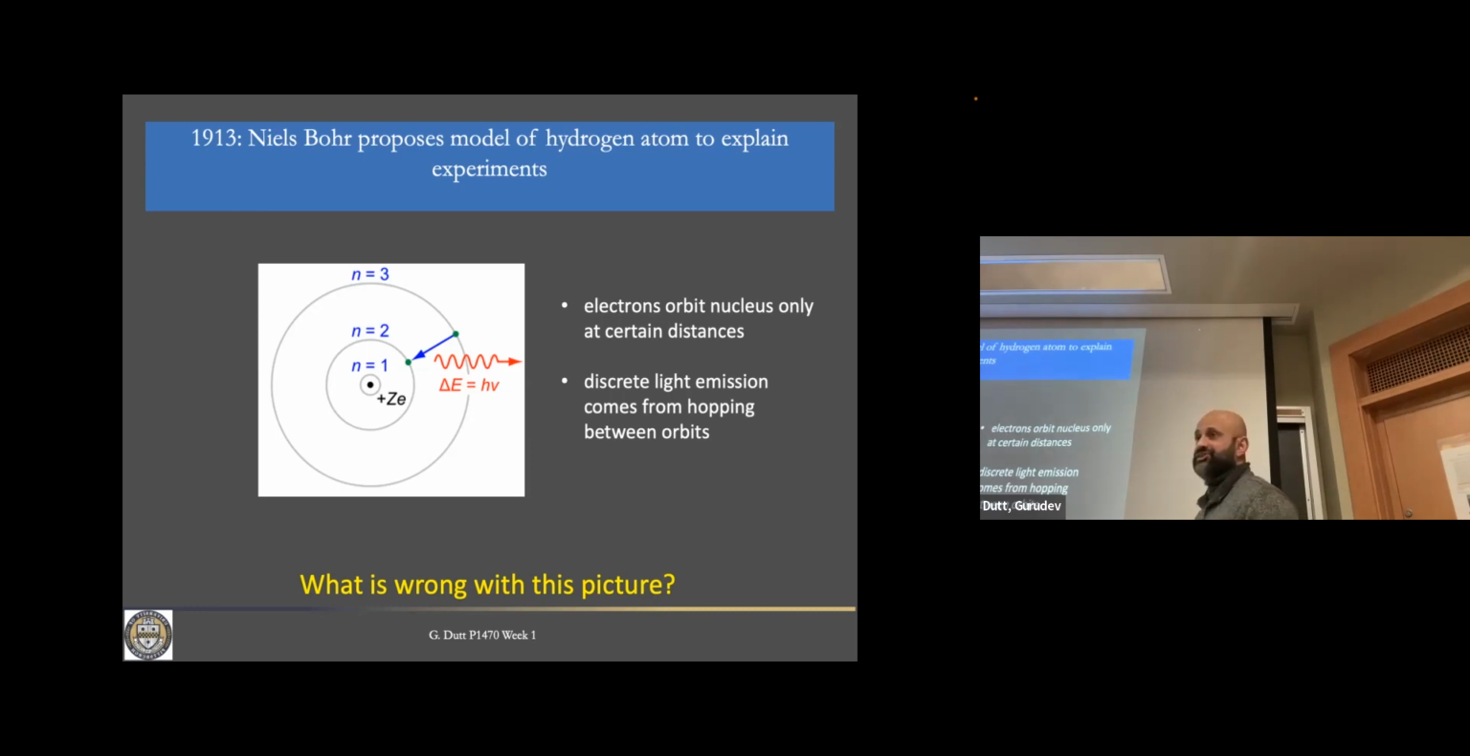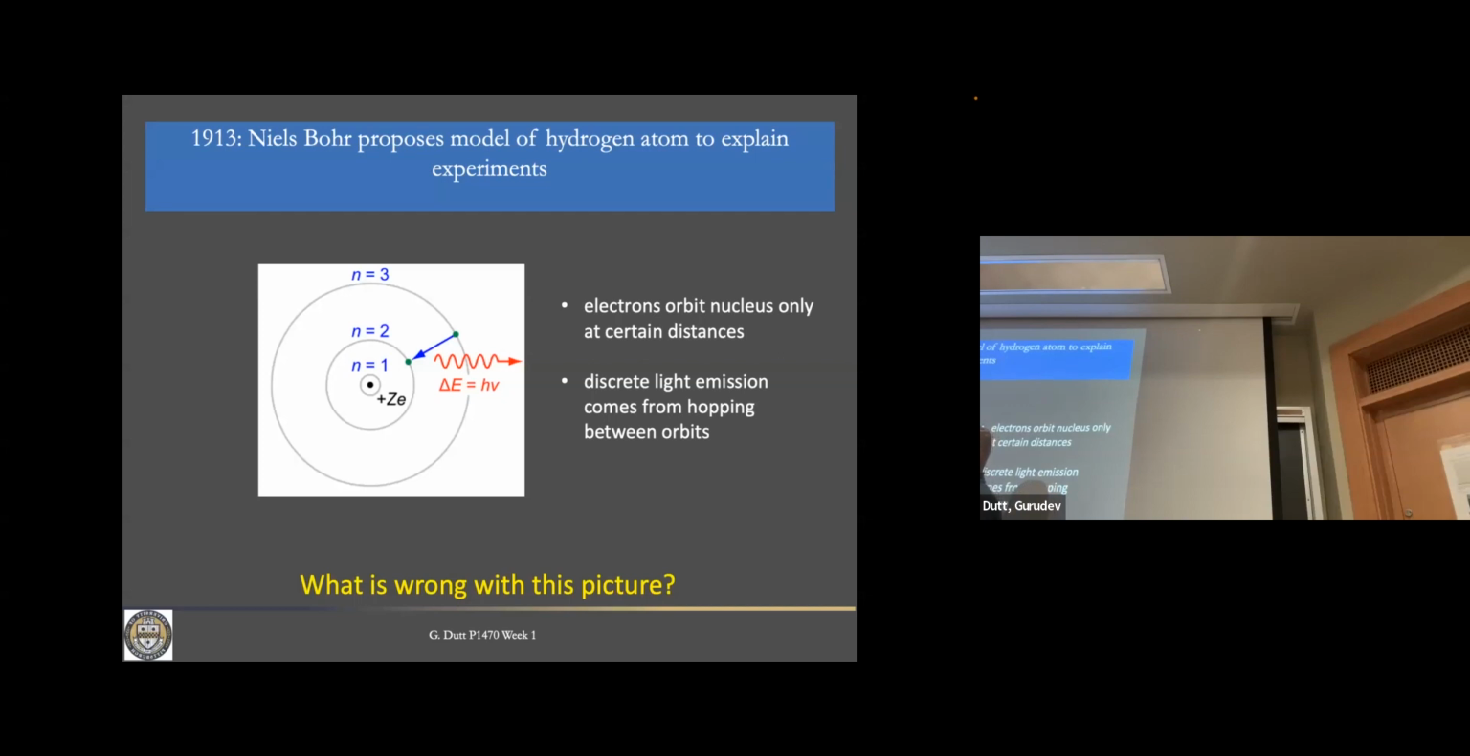And then he said discrete light emission comes from the hopping of the electrons between these orbits. So it's as if in his model, an electron, which is orbiting at say n equal to 2 quantum number, will hop to the n equal to 1 quantum number in like one jump.